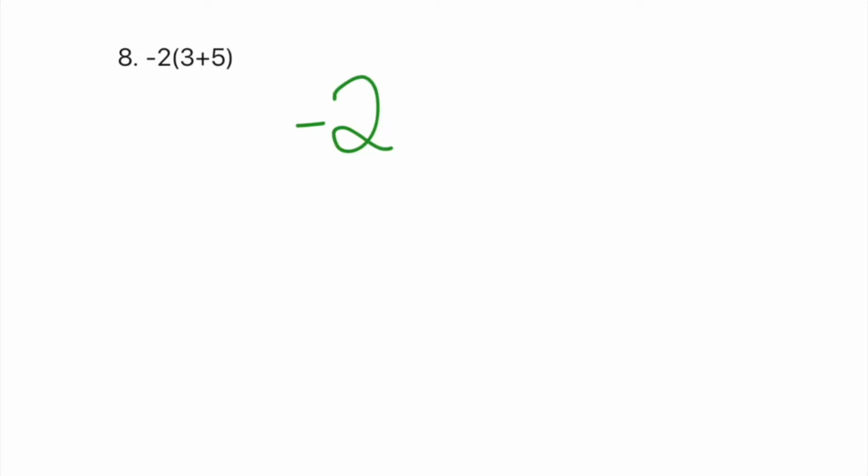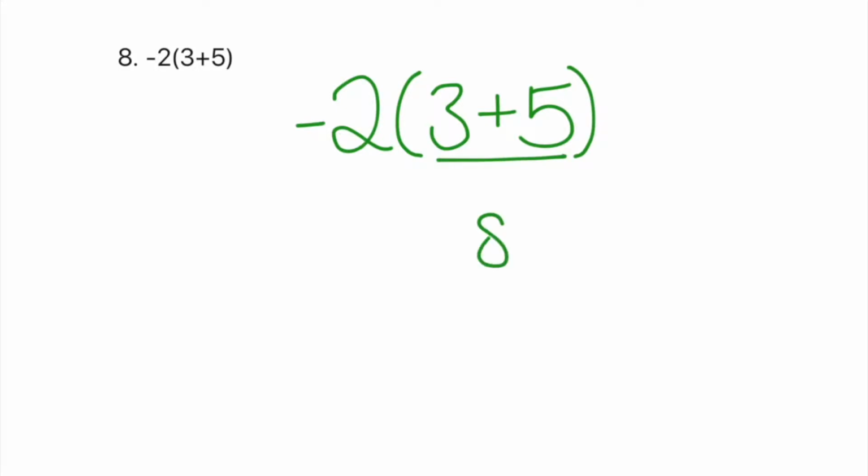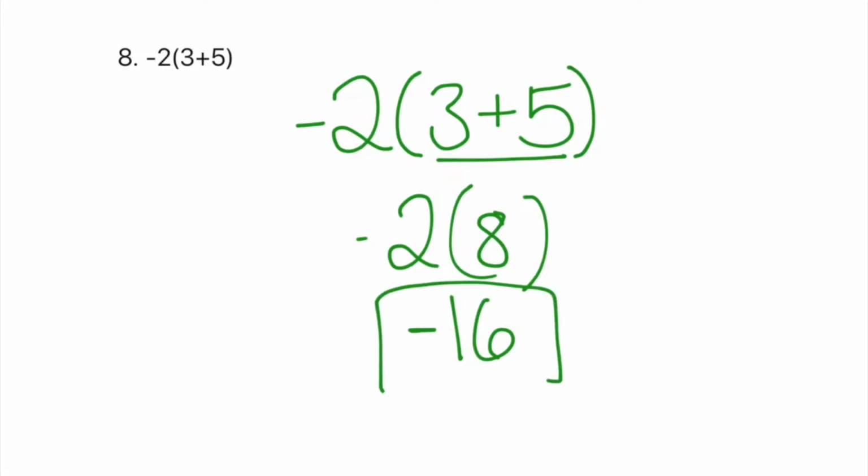Number 8, again, is just an order of operations. We have 3 plus 5 is 8 times a negative 2. So we have a negative times a positive, so that's going to be a negative 16.